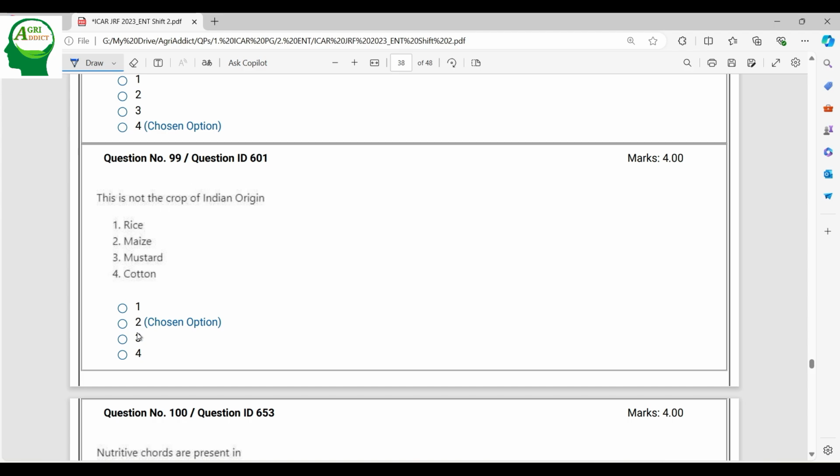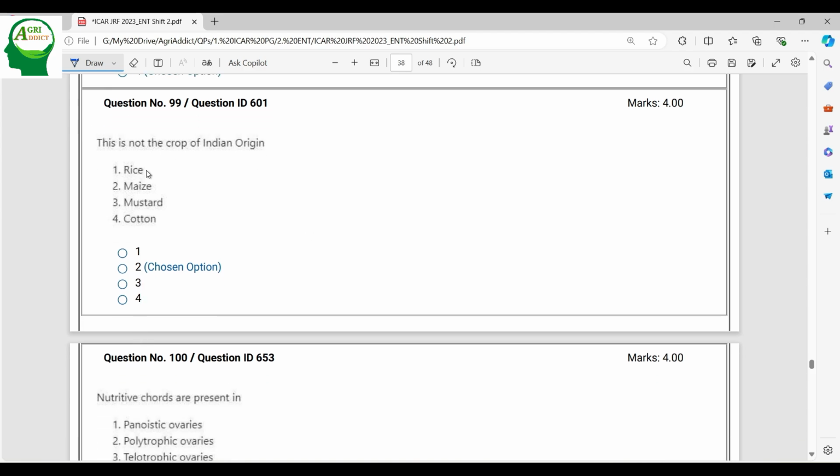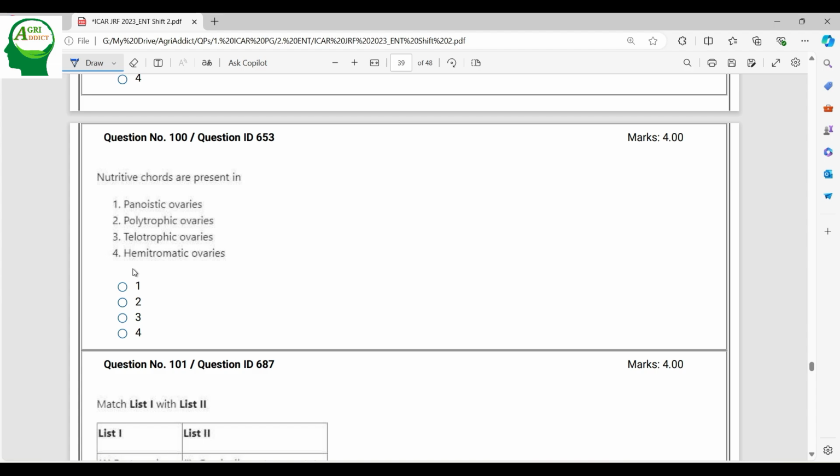This is not the crop of Indian origin. Rice is of Southeast Asian or Indian origin. Mustard also, cotton also, but maize not. It is of Central American origin. Maize, okay. So option 2 is the correct answer. Nutritive cords are present in, you know that it is present in the teleotrophic ovaries that can be seen in bugs.